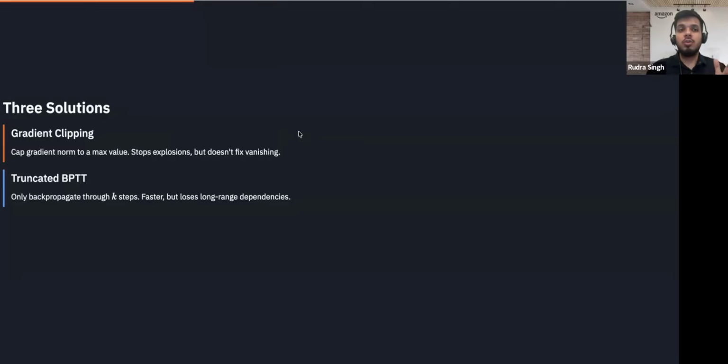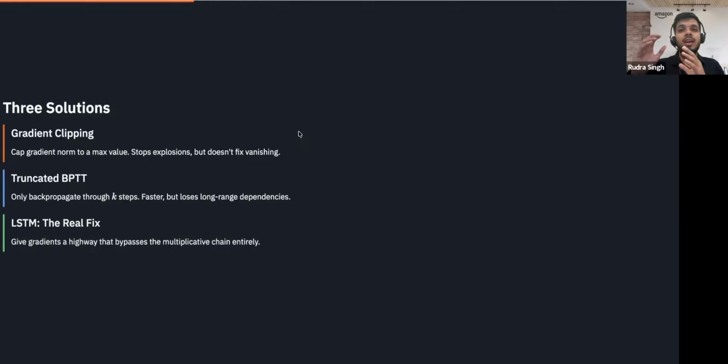So this also is not a good solution. The third and the real fix is the LSTM. The insight is, what if gradient didn't have to travel through that multiplicative chain at all, because that multiplicative chain is what is either exploding the gradient or vanishing it. So what if we don't have to pass the gradient through that multiplicative chain, and what if there was a shortcut, a highway kind of thing, where the signal flows straight through without getting multiplied down at every step?